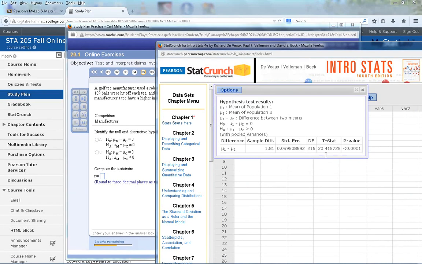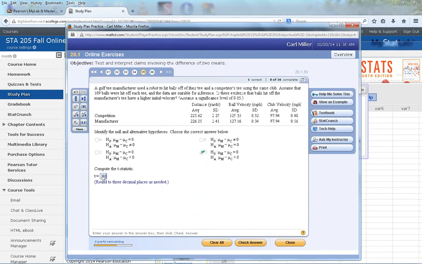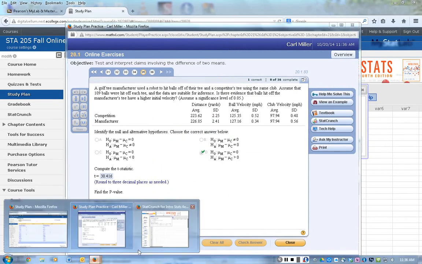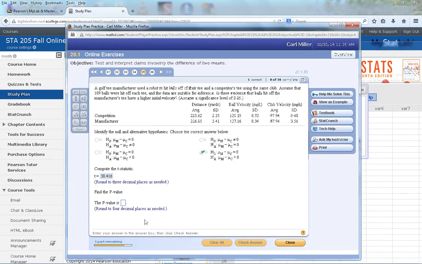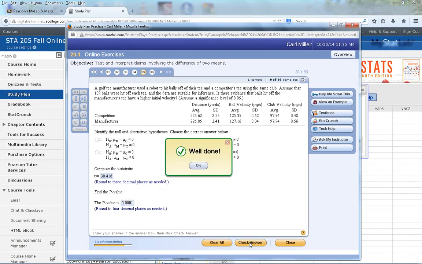So the T-stat is 30.416 when rounded to 3 digits after the decimal point. And then the p-value, round to 4 digits. Okay, so that's going to be less than 0.0001. And if it's asking to be rounded, I don't know if it'll take it within 0.01 or not. We'll see. Okay, so it did.